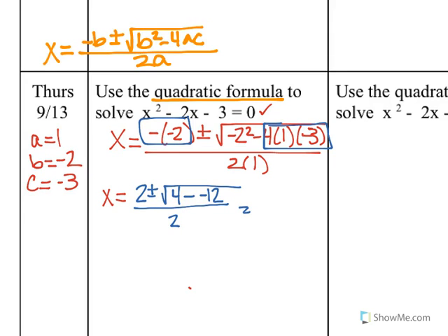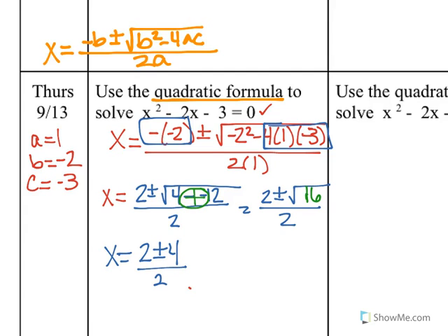The next step is to simplify inside the radical, inside the square root sign. So 4 minus a negative 12, again, minus the negative, that's going to become plus a positive. And so 4 plus 12 is 16. And that's still divided by 2. The square root of 16 is 4, so we get 2 plus or minus 4 over 2.